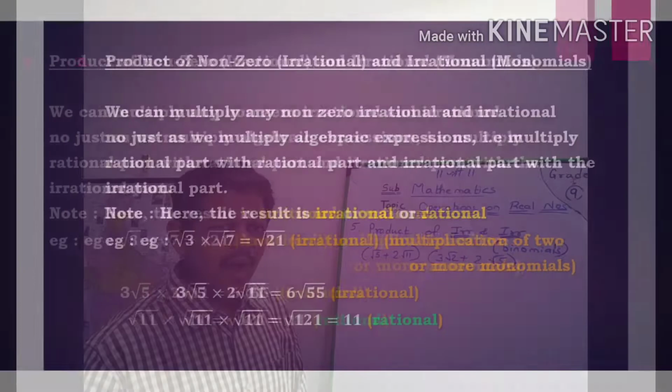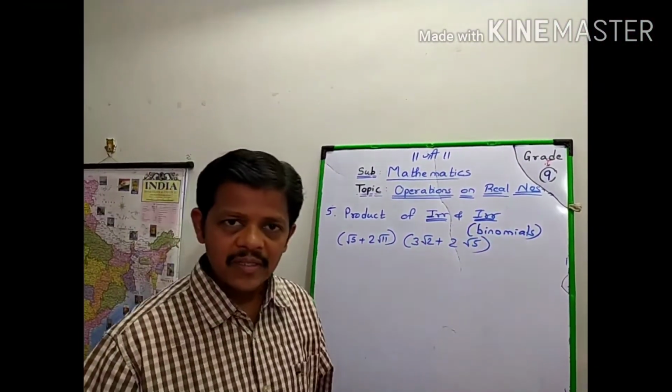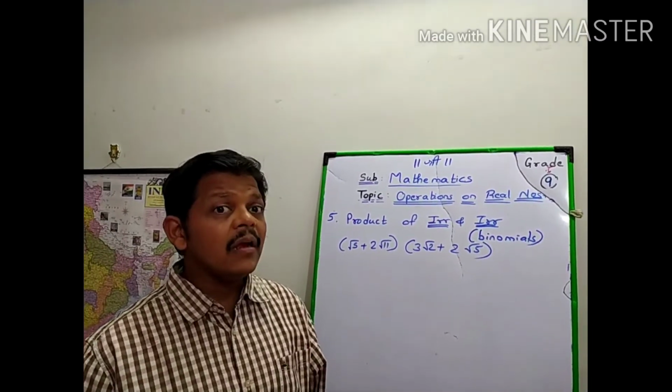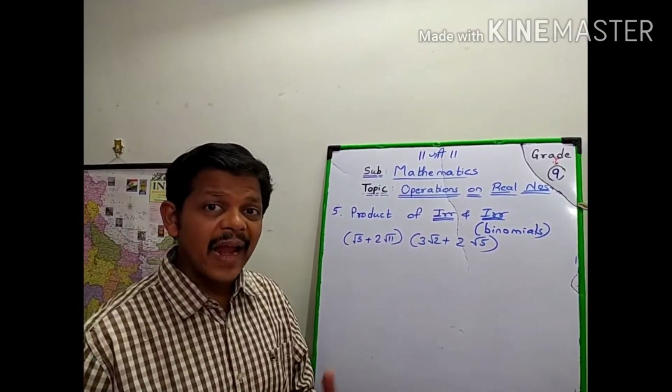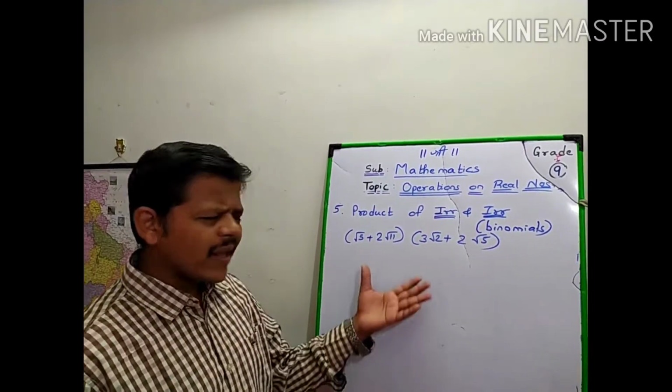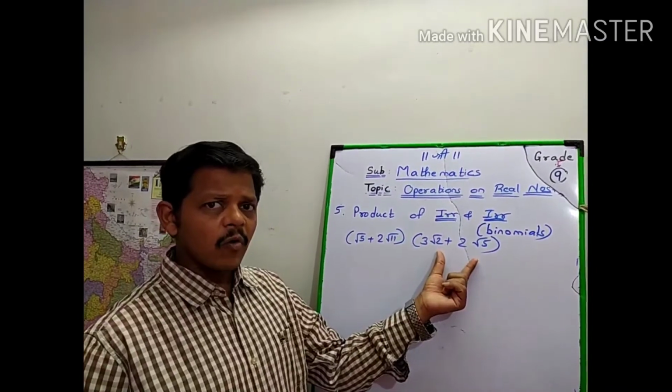The next part, what we are seeing is again product of irrationals, but the binomials. And children, we have already learnt a few properties like distributive properties or applying the identities. Last year we had done. One example we have taken, see, it's for the binomial into binomial. So how do we multiply?